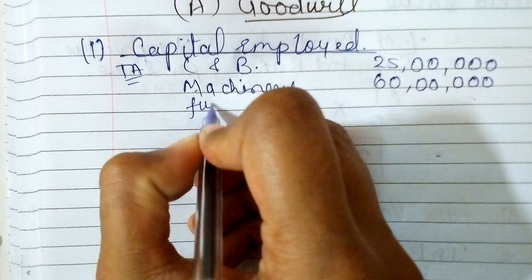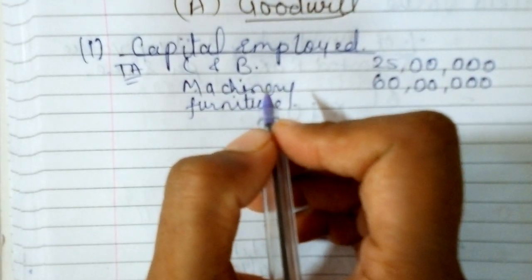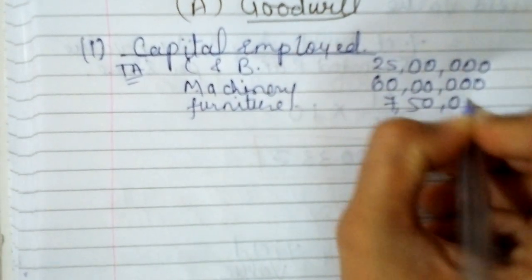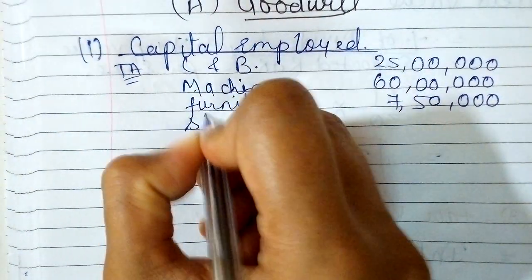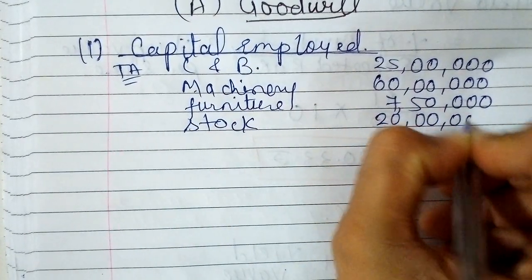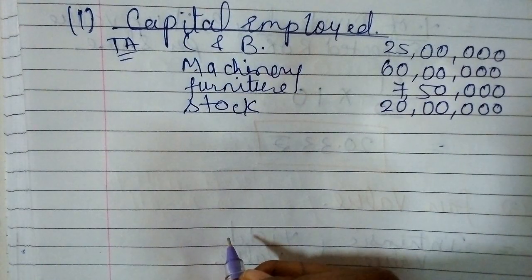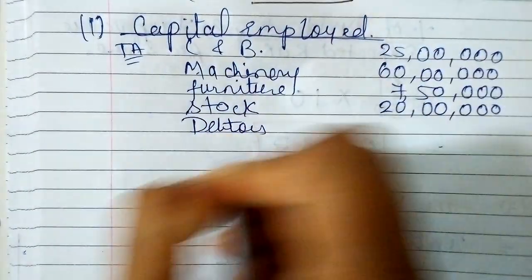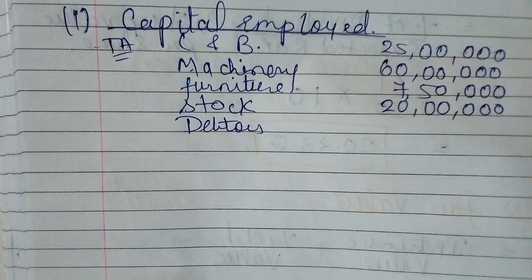Then furniture. So furniture is 3,75,000. So double will be 7,50,000. Then stock. So the value of stock can also be double. So instead of 10 lakhs we need to take 20 lakhs, right? Then debtors. See, most important point. Debtors means the amount which is going to be received from the debtors, right?